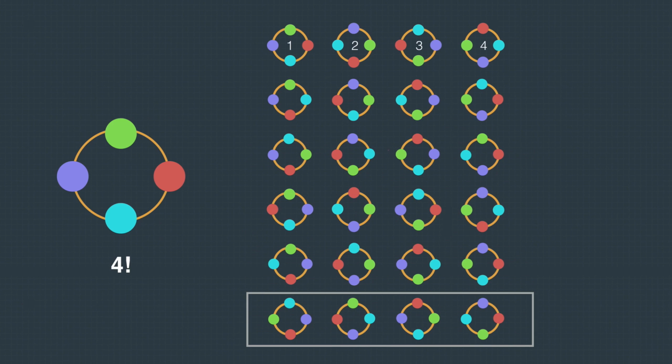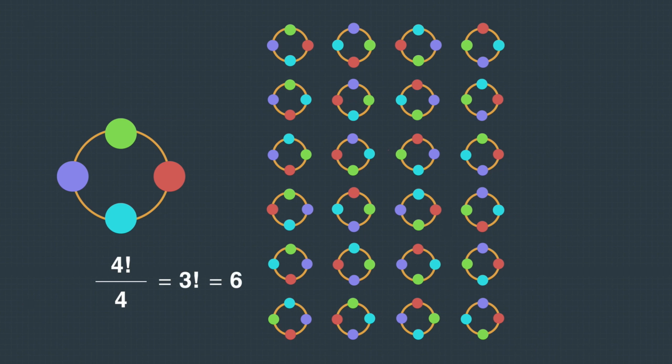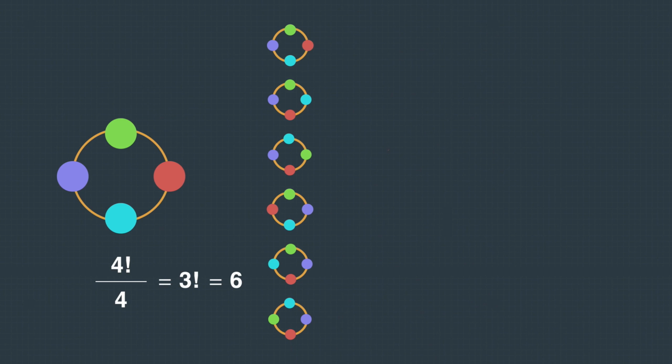Because we have four objects, there are four possible rotations. So these repeated things have to be eliminated. Therefore, we're going to divide it with 4, which becomes 3 factorial, which is 6 arrangements. So whichever has been repeated, let's eliminate them. And the leftover ones are the distinct arrangements.